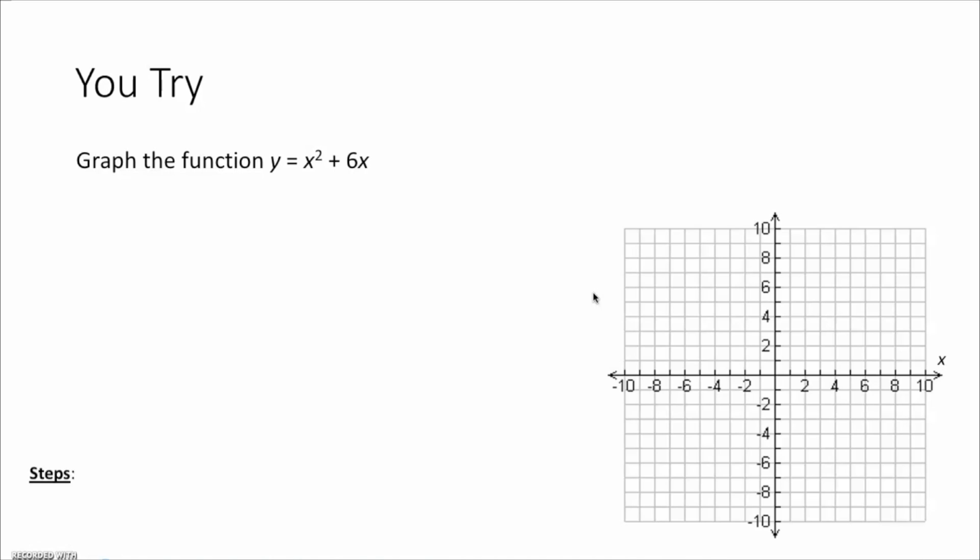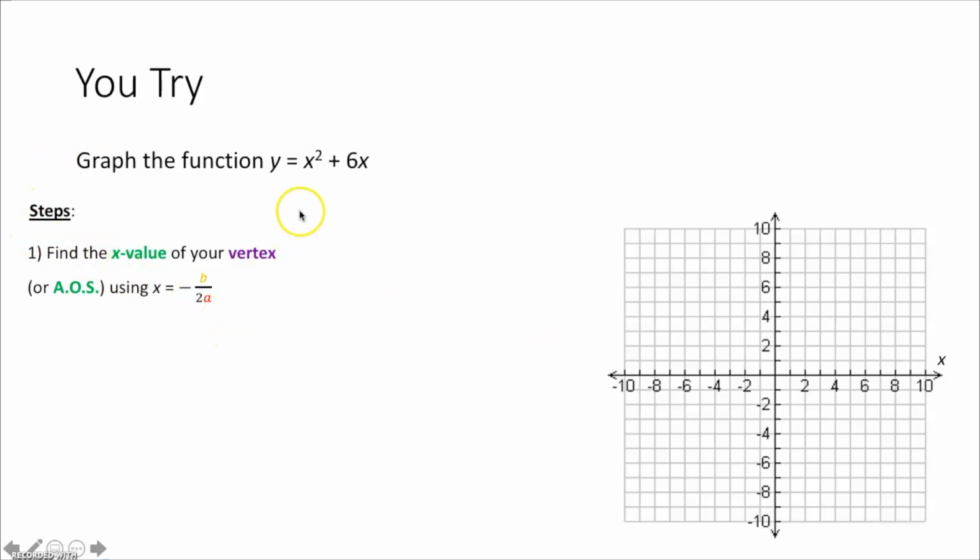Okay, doing the same thing. So step 1 is to find the x value of vertex or axis of symmetry using x equals negative b over 2a. So let's figure out what our a, b, and c are. In this case, a would be 1, our b would be 6, and our c, well, there isn't anything, so it's technically 0. So we got 1, 6, and 0.